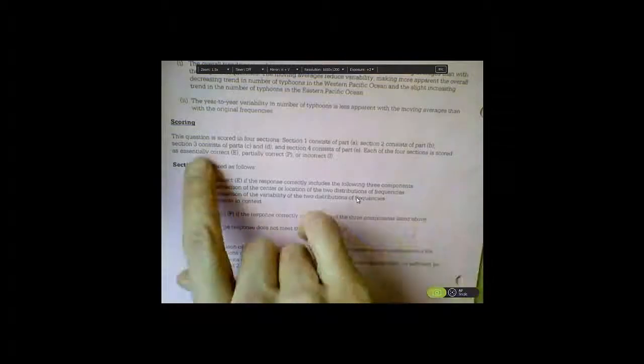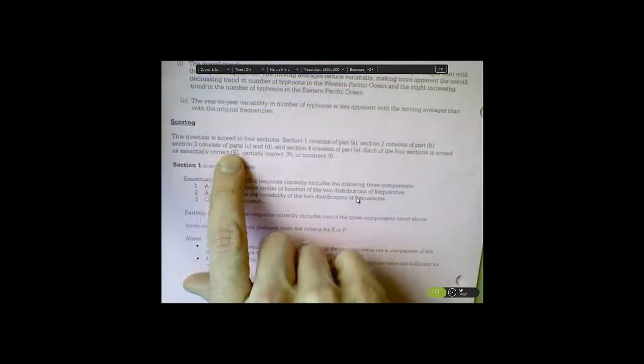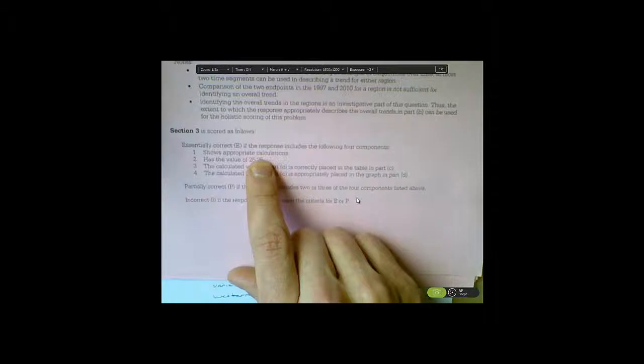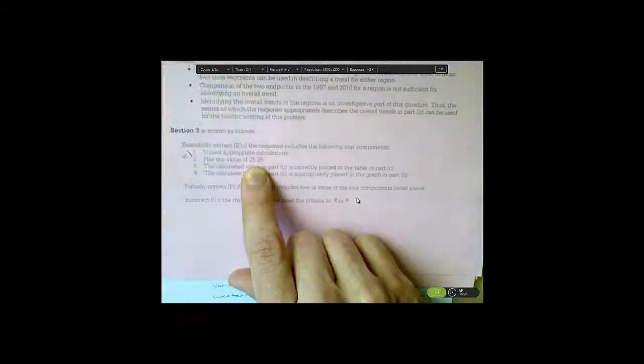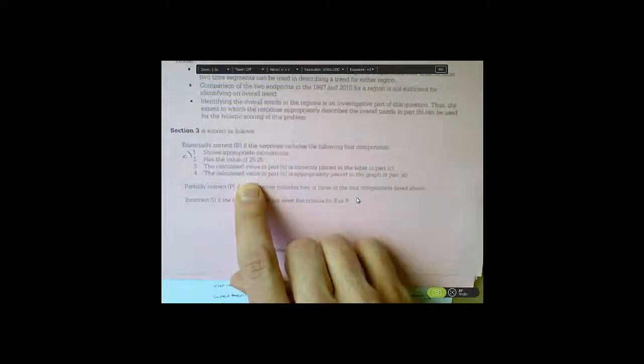But looking at the grading, something this simple is usually paired with another part, and you can see section 3 consists of parts C and D. So when I'm looking at this, there's 4 components: shows the appropriate calculation and has the correct value. Both of those are from part C. And all 3 of these are from part C. The calculated value is correctly placed in the table.